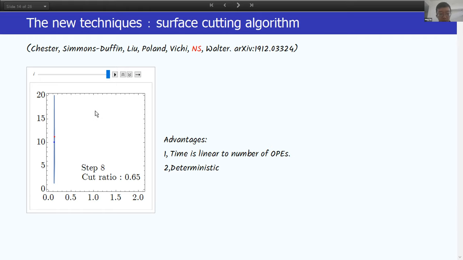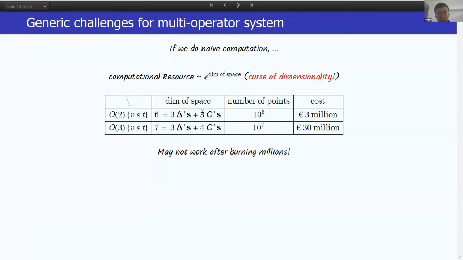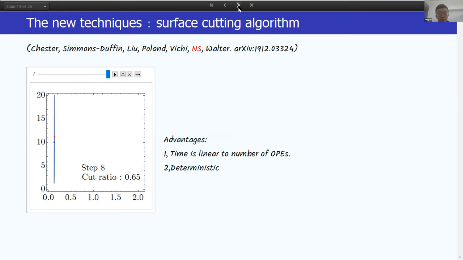And this is actually quite efficient. The time is linear to the number of OPs, and it's also deterministic. Basically, it means if there is a feasible point in the theory, we will be able to find it. So now this solves the scan problem in the OP space. Then for O2, it becomes again a three-dimensional problem. For O3, it's now a three-dimensional problem, and now it's doable.